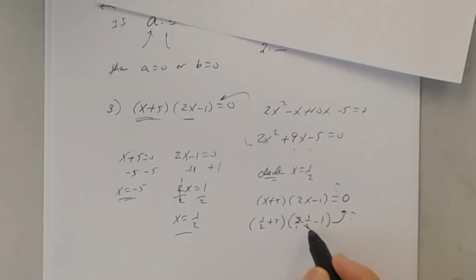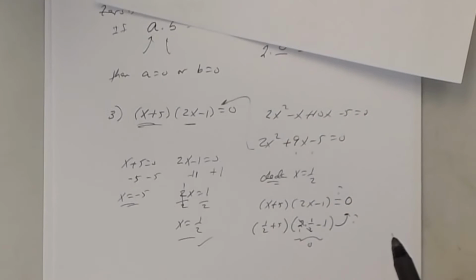The 2's divide out. What's 1 minus 1? 0. So this is 0, right? I don't care what this is, although 1/2 plus 5, you know what that is. That's just 5.5. But what's 0 times 5.5? 0. So 1/2 is a solution.